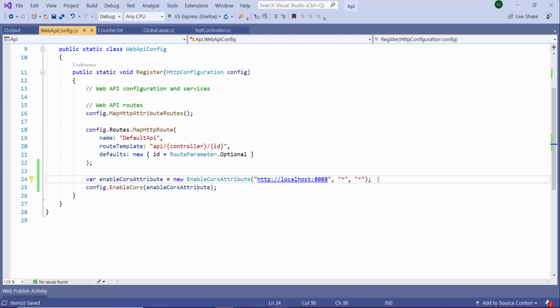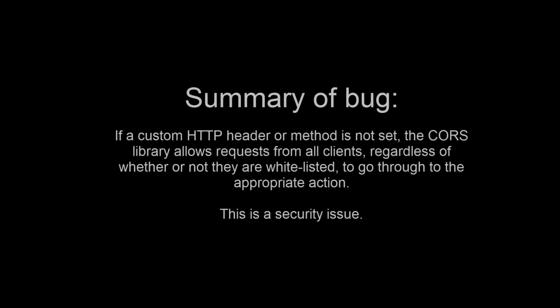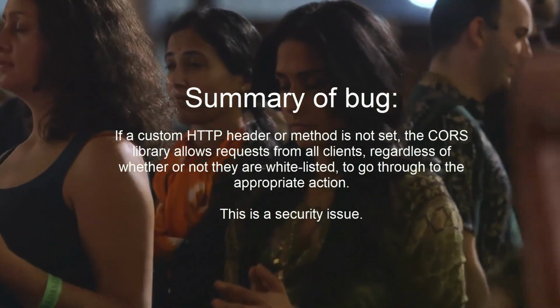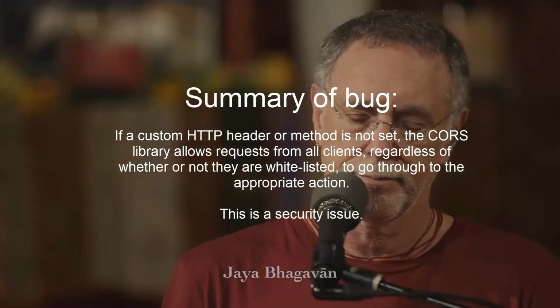So the problem with this implementation of this CORS library is, regardless of whether a custom header is sent or not, the library should disallow any calls to the API from any domains other than those whitelisted, which it doesn't do. In the next segment of the series, I'll show you where the problem is in the source code of this library. And in the following video, I'll show you how to fix it.